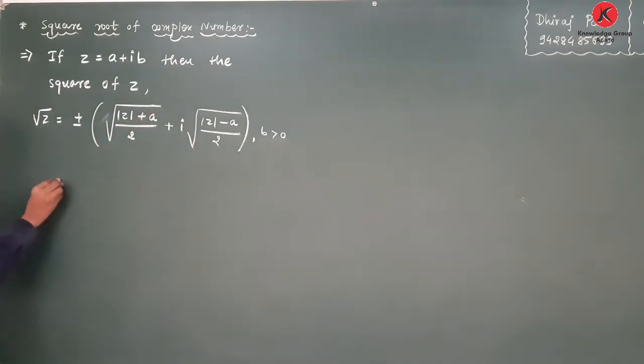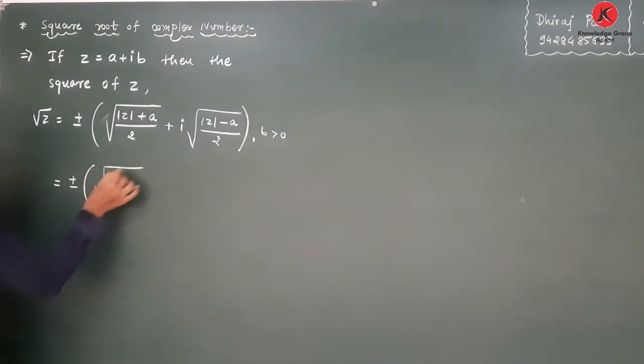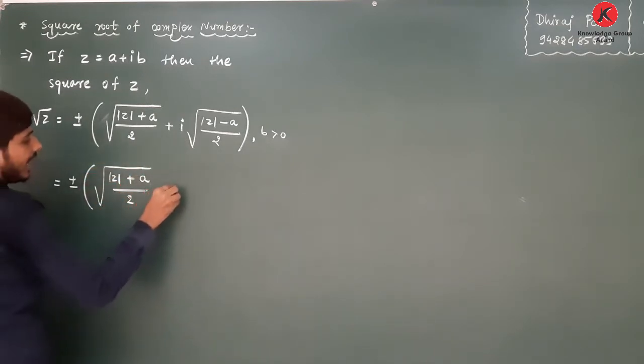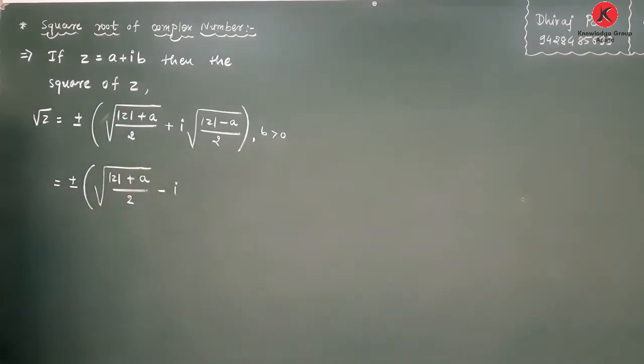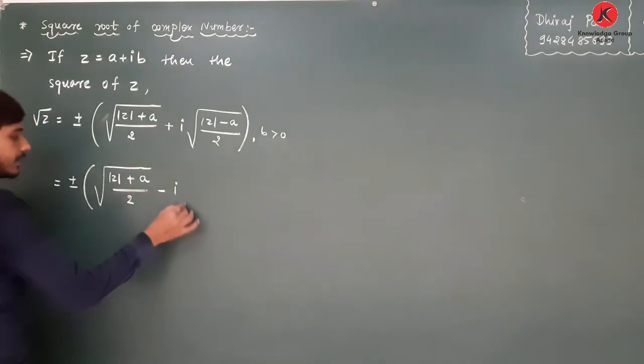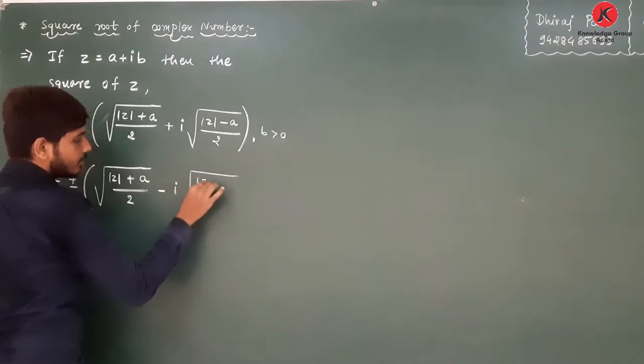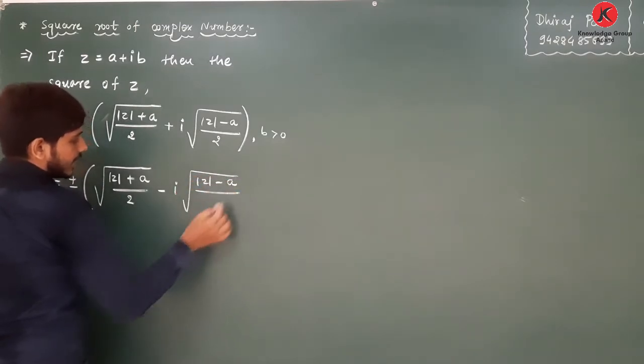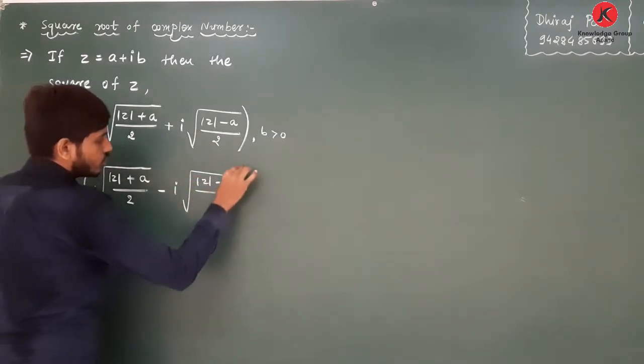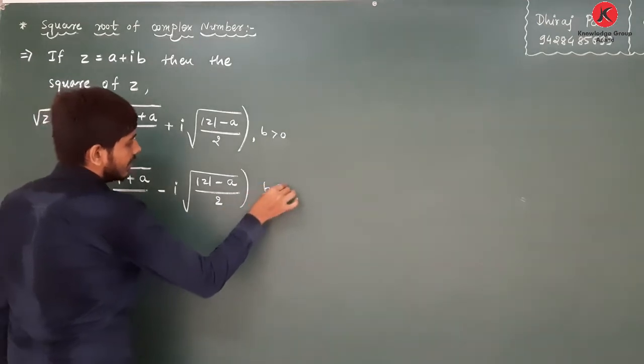If the imaginary part is negative, then under root of z will become modulus of z plus a divided by 2 minus, the only change is that instead of plus there will be minus, everything else is as it is, i under root of modulus of z minus a divided by 2, when b less than 0.